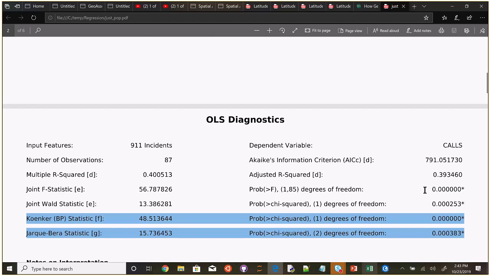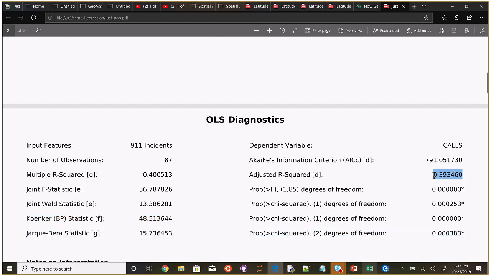Look at the R squared. It's also not very helpful, right? 0.39. The amount of variance that population explains in the number of 911 calls is only 40%. So the amount that they covary is very, very small.